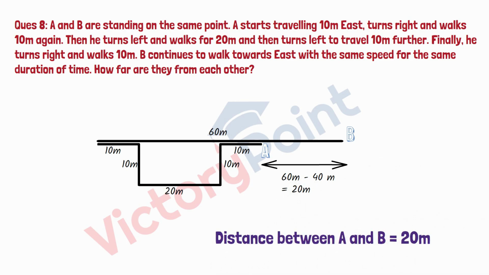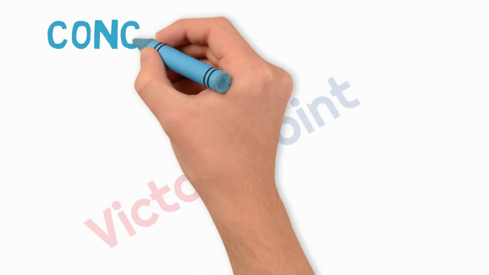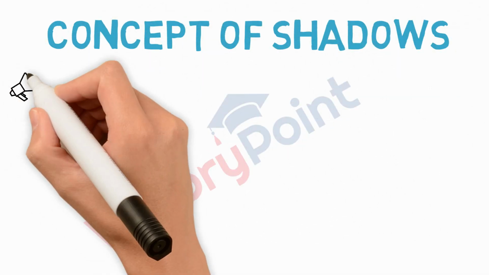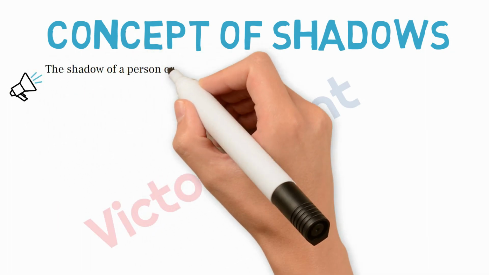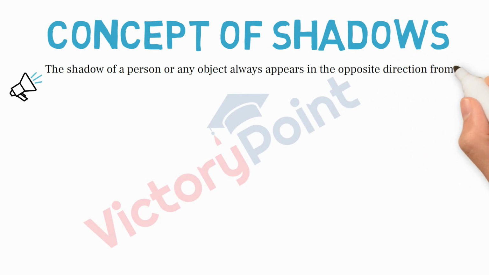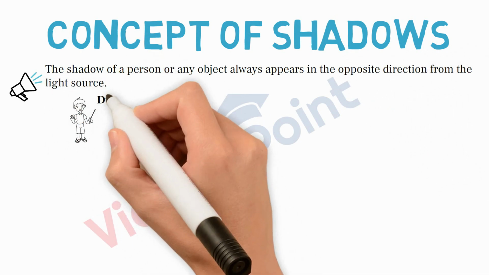Now let's move on to the next concept, that is the concept of shadows. Now a shadow is formed by any opaque object, and in which direction shadow is formed? Shadow is always formed in the direction opposite to the light source. Now let's see an example.